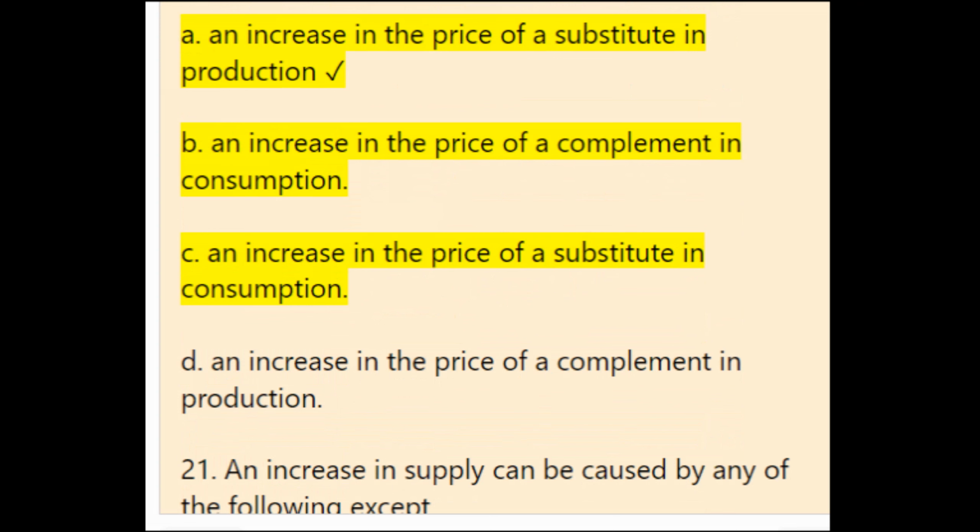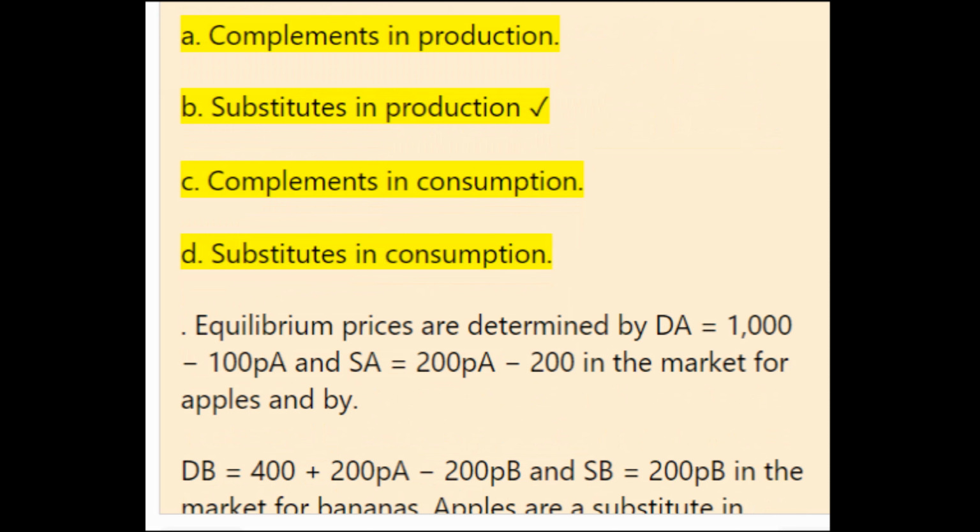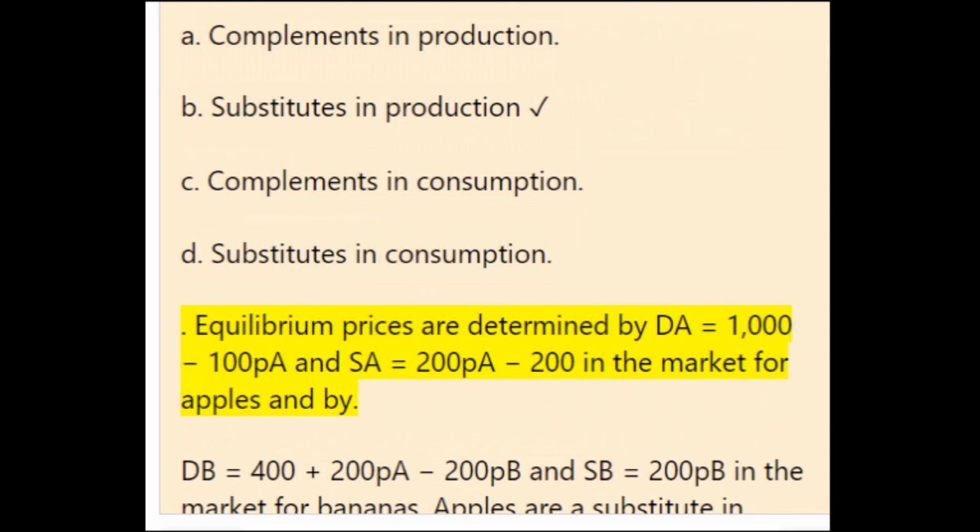23. When the price of good A rises, the price of good B rises, and the quantity of good B bought and sold falls. These goods are A. Complements in production. B. Substitutes in production. C. Complements in consumption. D. Substitutes in consumption.